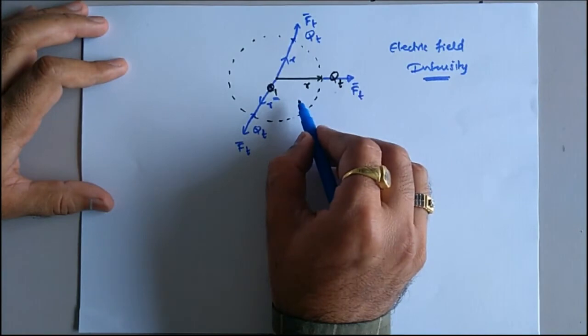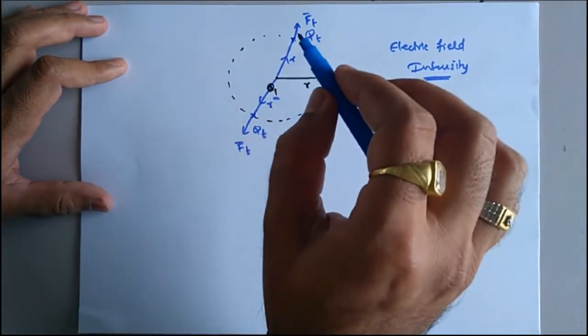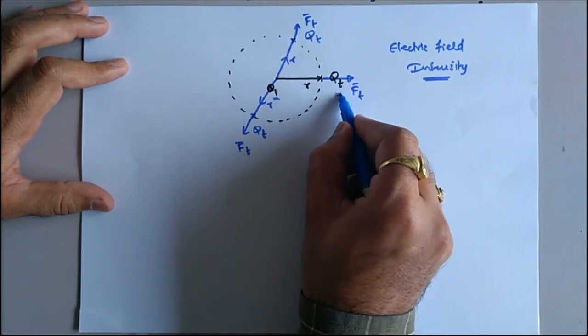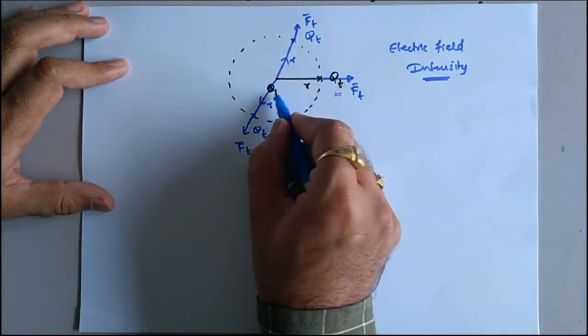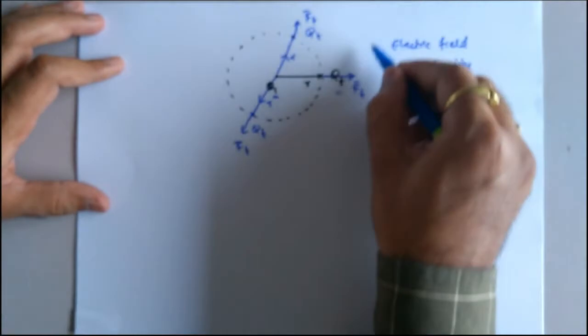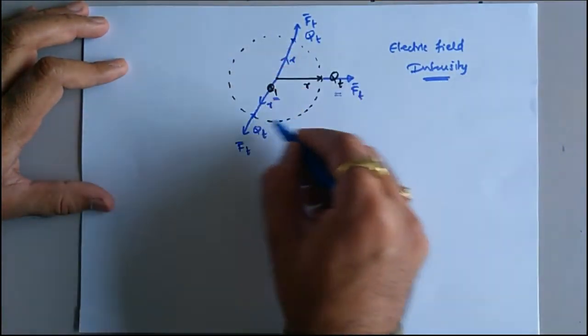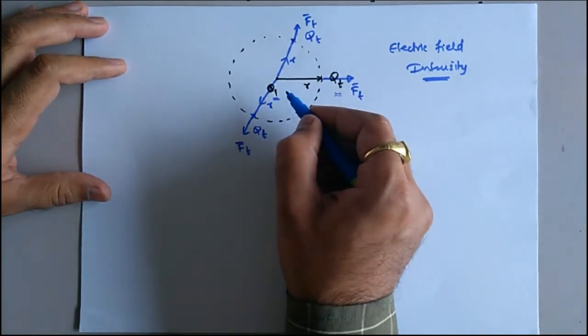So what is electric field intensity? From this particular experiment, electric field intensity is nothing but a vector field because of which this charge will experience a force with respect to charge q1. That vector field is called electric field intensity, and it will exist everywhere with respect to charge q1.